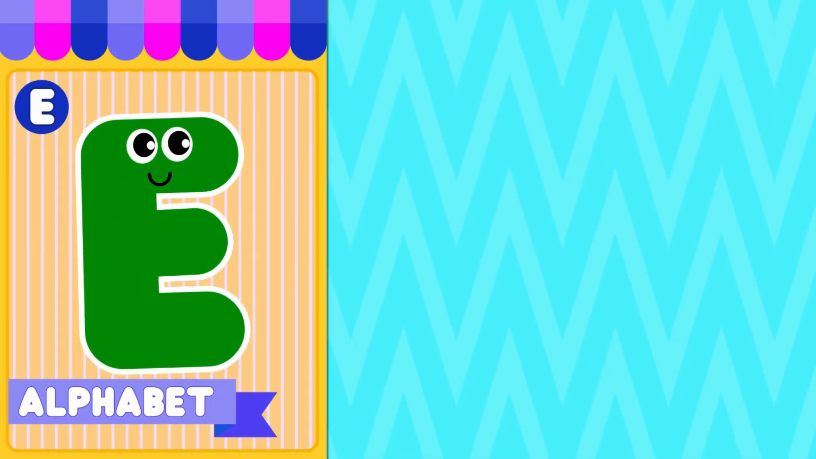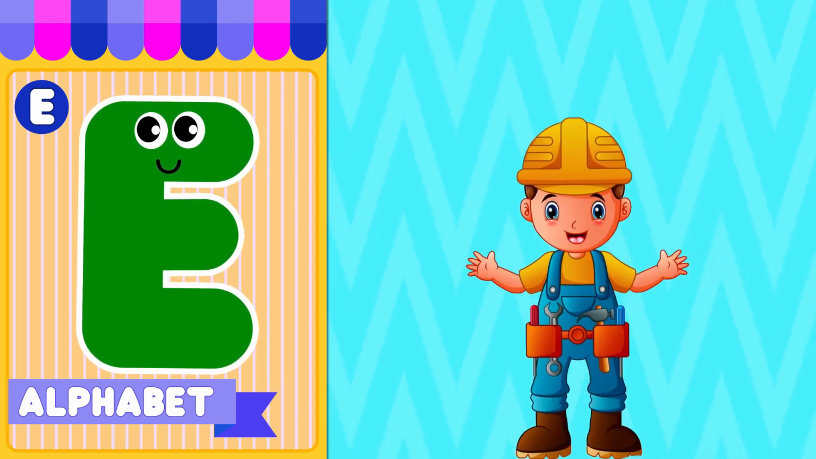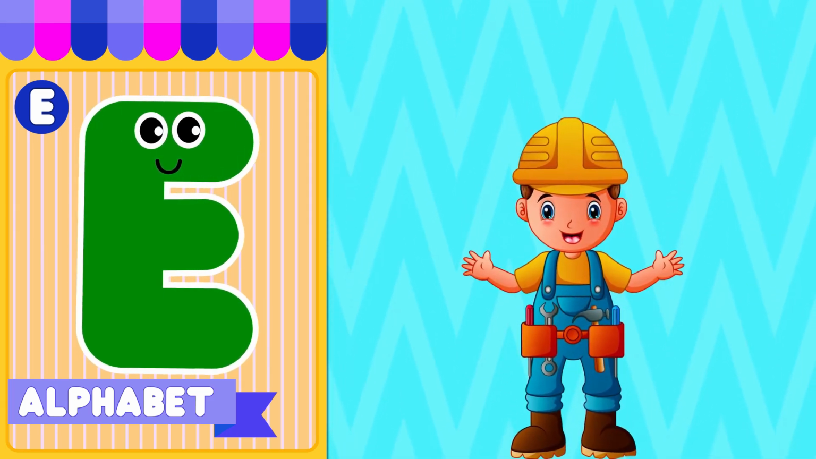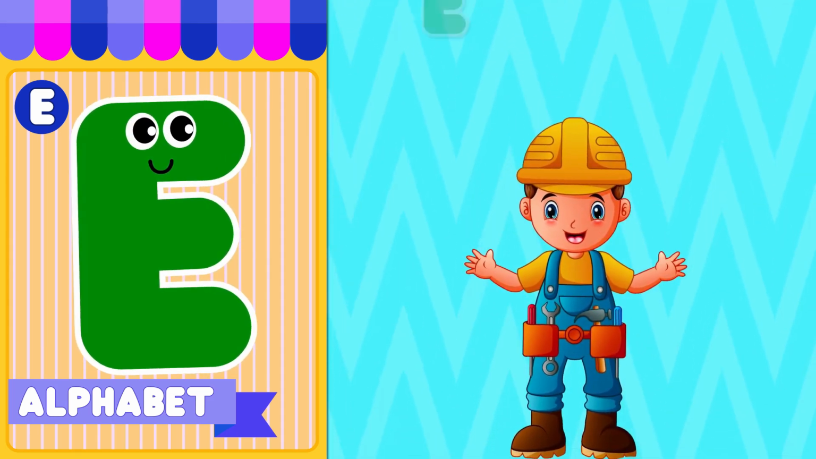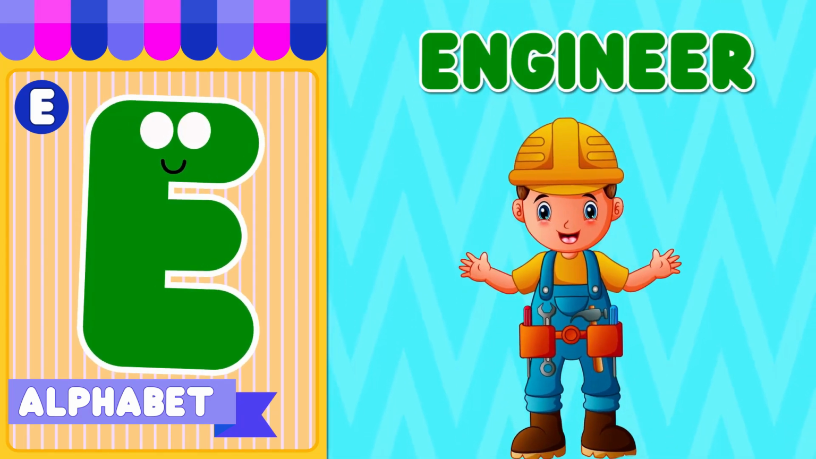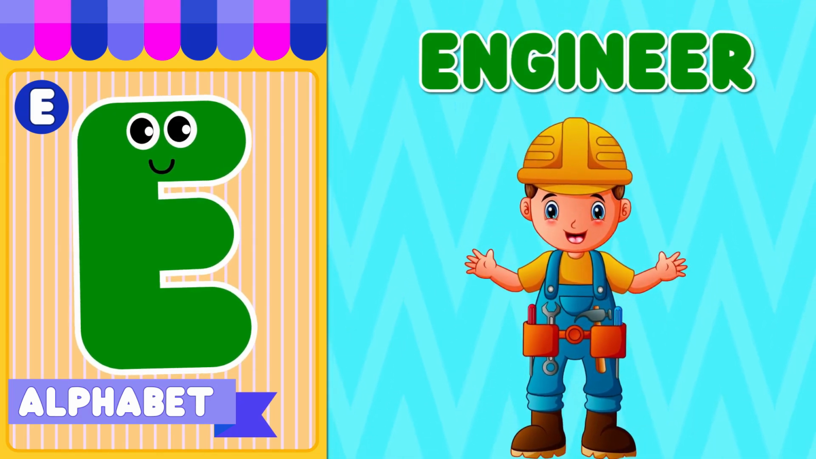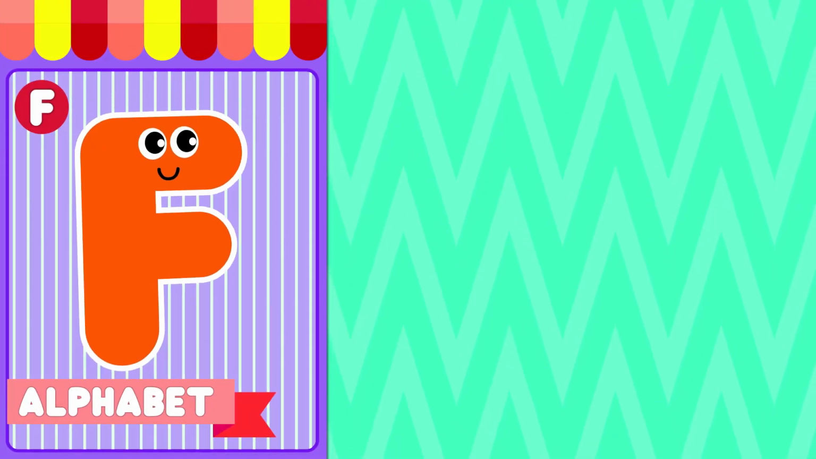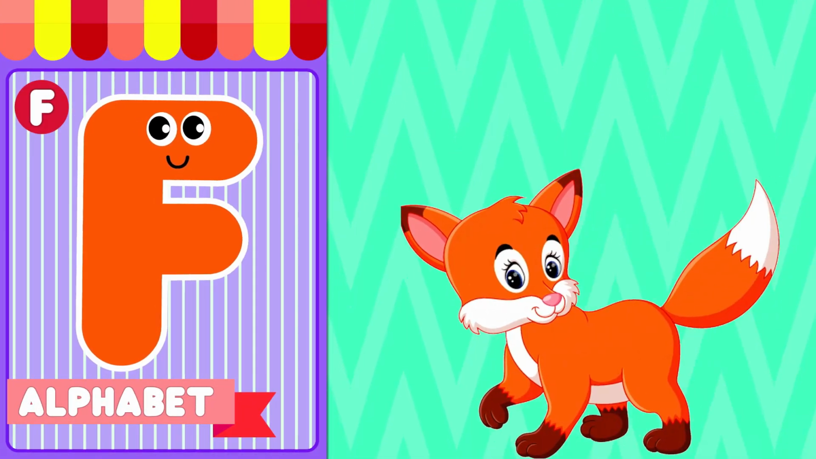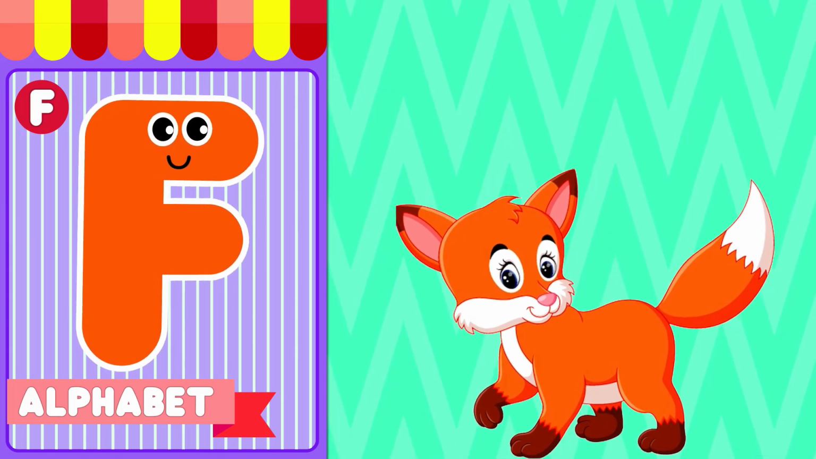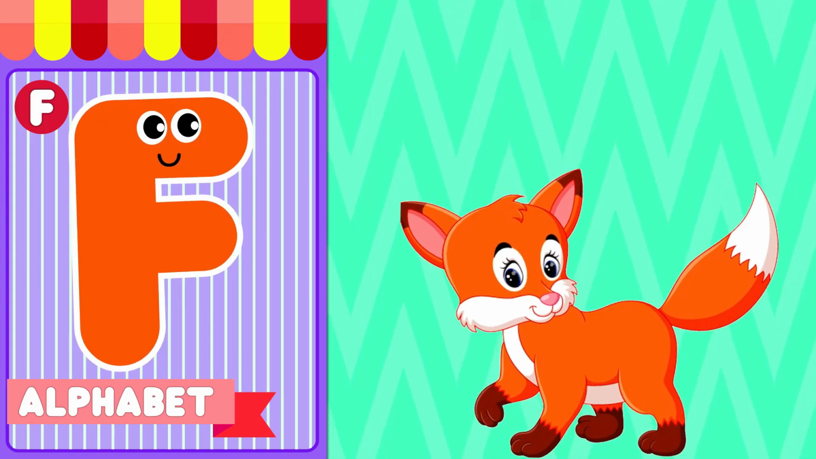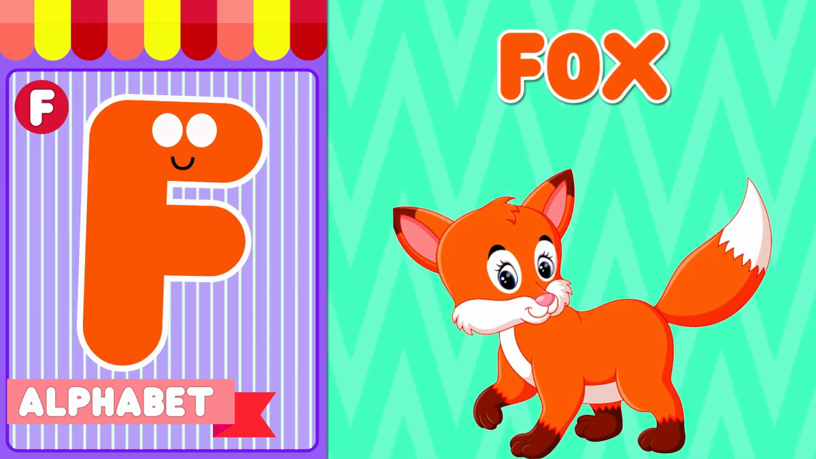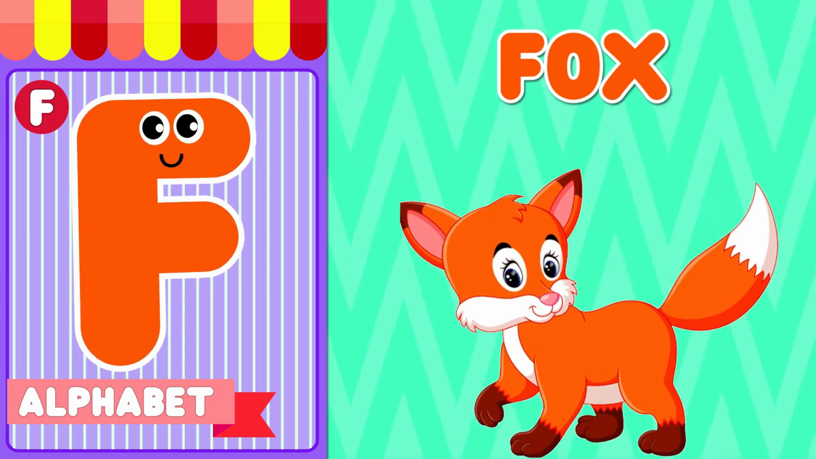It's the alphabet E. E for engineer. Engineer. E for engineer. It's the alphabet F. F for fox. Fox. F for fox.